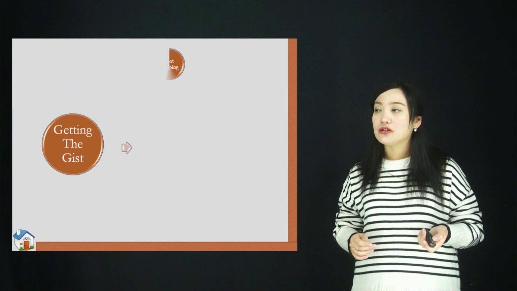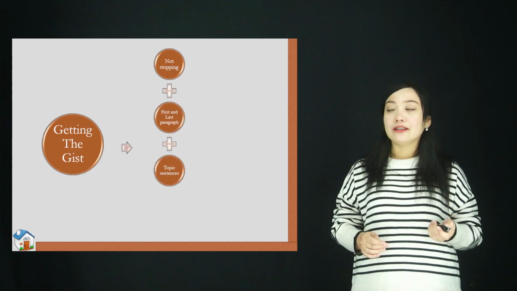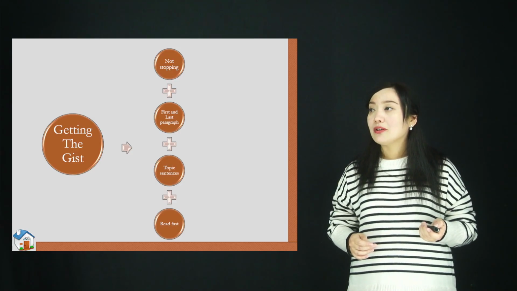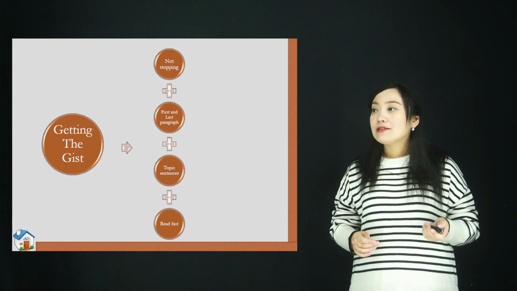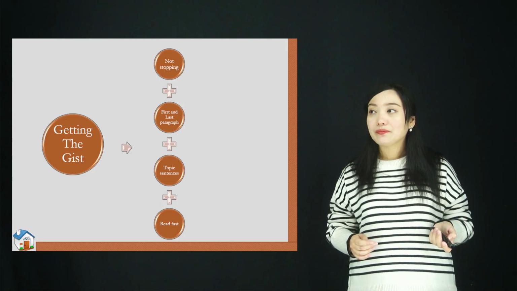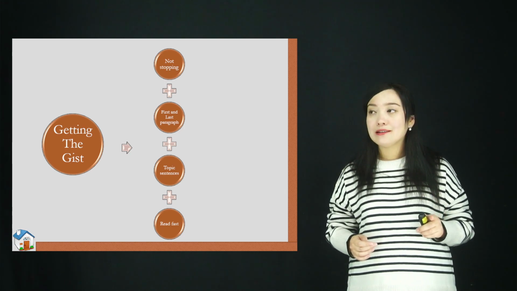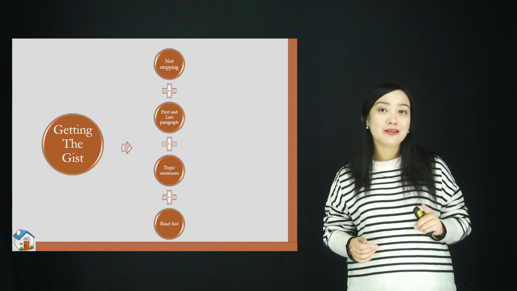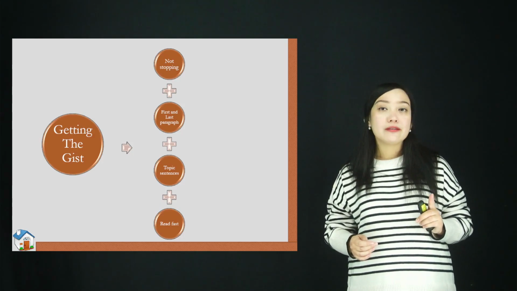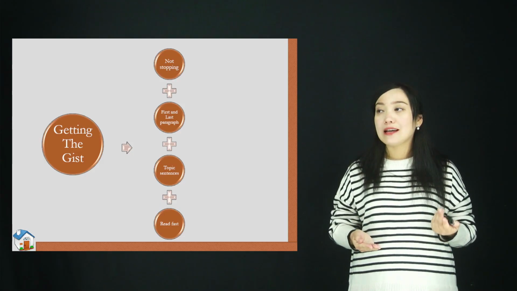So getting the gist. We know that gist is the main idea and main meaning of the text. So what can we do? So not stopping. First and last paragraph is important to read. You should read the text very fast. You don't stop reading. So first and last paragraph are also important to get the gist from the text.